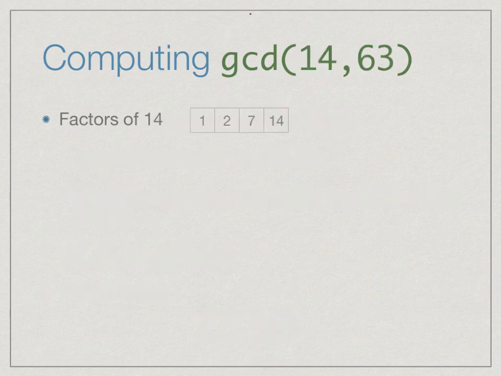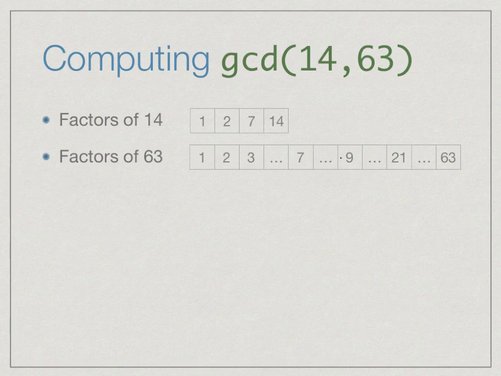So the next step in computing the GCD of 14 and 63 is to compute the factors of 63. In the same way, we write down all the numbers from 1 to 63 and we check which ones divide. So again, we'll find that 1 divides. Here 2 does not divide because 63 is not even. 3 does divide. Then we'll find a bunch of numbers which don't divide. And then we'll find that 7 divides because 7 nines are 63. Then again, 8 does not divide, but 9 does. Then again, there is a large gap of numbers which don't divide. And then 21 does divide because 21 threes are 63. And then finally, we find that the last factor is 63.